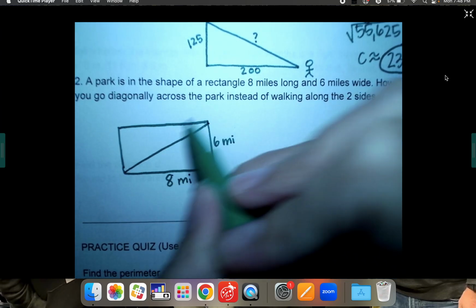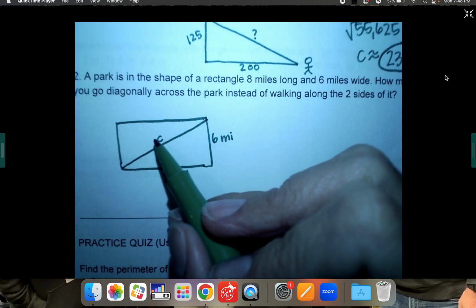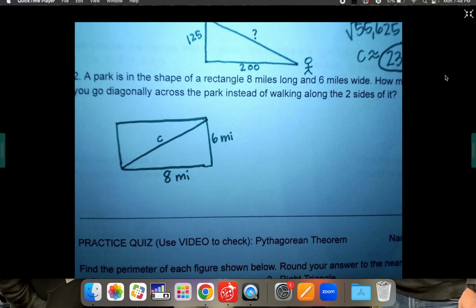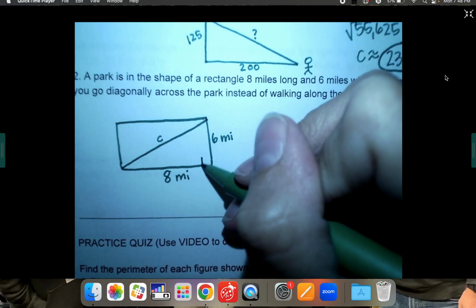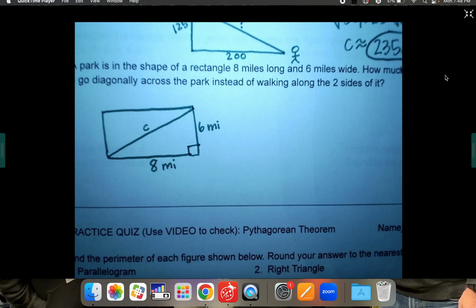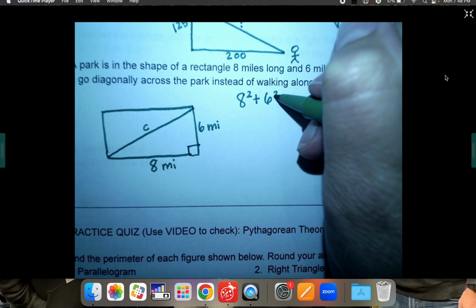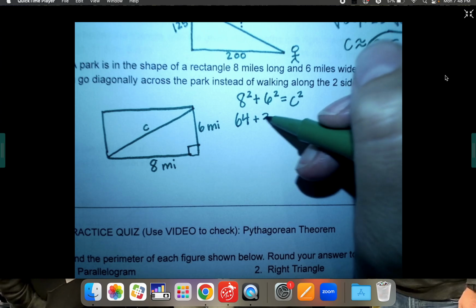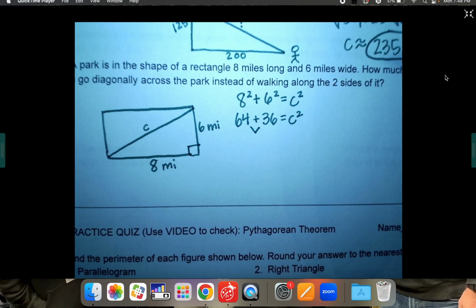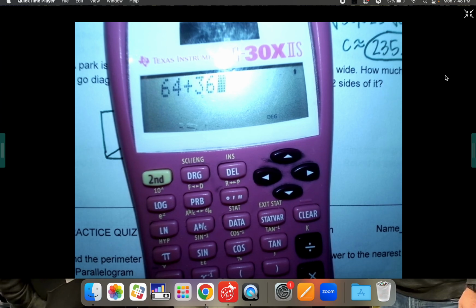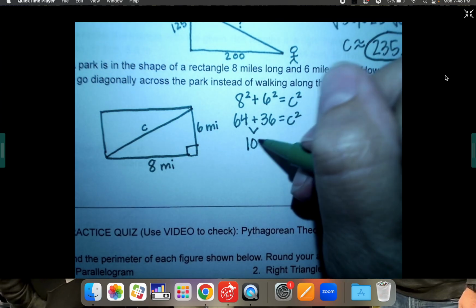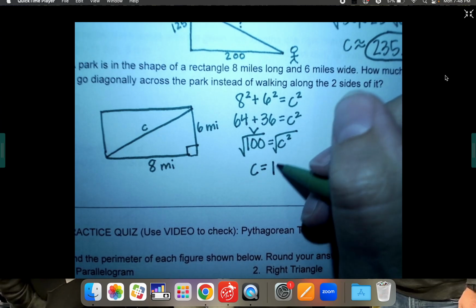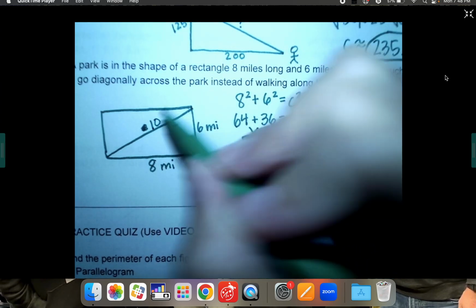So what I want to know is what is the C side? And not just what is it, but how much shorter is it to go this direction than all the way around the 8 plus 6. So since these are the two legs of my right triangle, I'm going to be adding. So let's do 8 squared plus 6 squared equals C squared. So 8 squared is 64, 6 squared is 36, 64 plus 36 is 100. That's going to be easy to calculate because I know, and so do you hopefully, that the square root of 100 is exactly 10. So that means that this distance is 10.